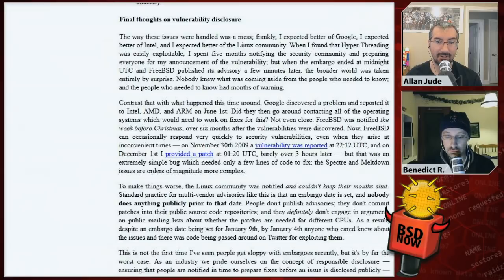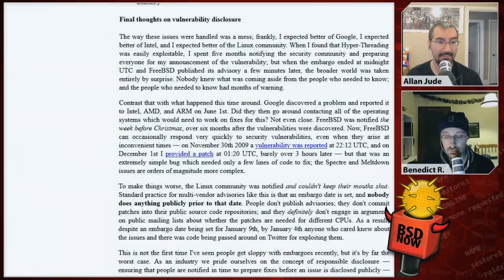Did they go around contacting all the operating systems which would need to work on these fixes? Not even close. FreeBSD wasn't notified until a few days before Christmas, over 6 months after the vulnerability had been discovered. Now, FreeBSD can occasionally respond very quickly to security vulnerabilities, even when they arise at inconvenient times.